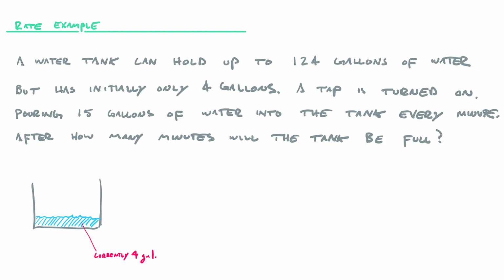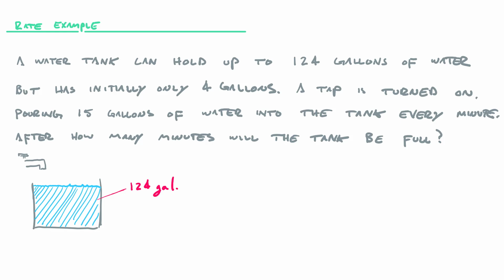So I've drawn a tank here. Its capacity is 124 gallons, but right now there's only 4 gallons of water in it. And then we turn on the tap and we wait a little bit. A few moments later, eventually it has 124 gallons, and that's considered full, right? It can't be any fuller than 124 gallons. So we want to try to figure out how long does it take to fill up this tank? How many minutes will it take for the tank to be full?